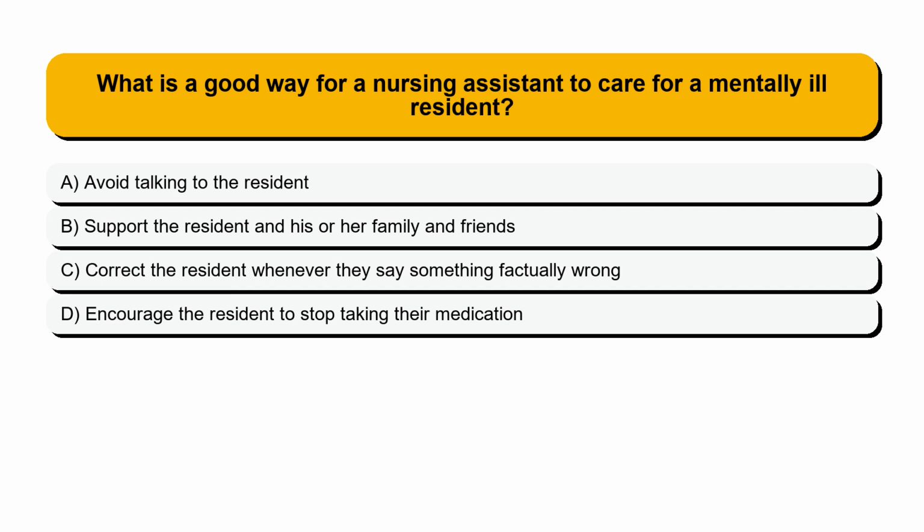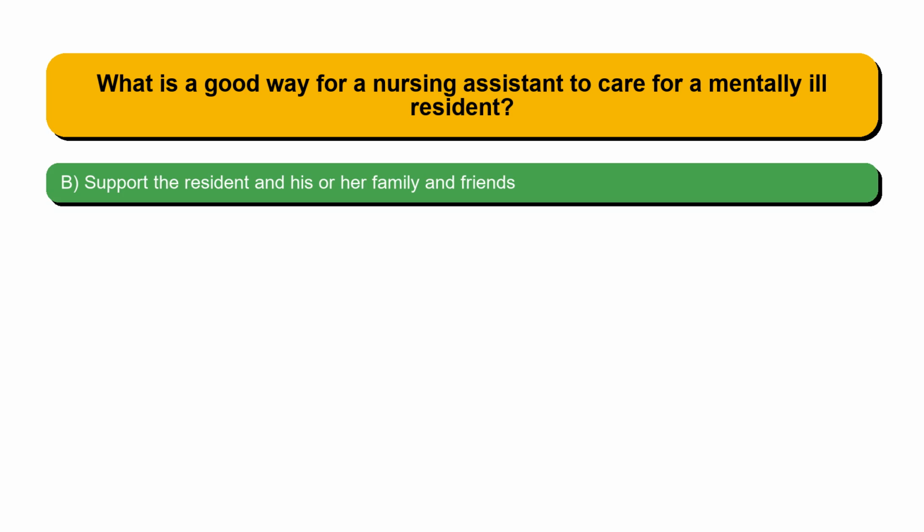Option A, avoid talking to the resident. Option B, support the resident and his or her family and friends. Option C, correct the resident whenever they say something factually wrong. Option D, encourage the resident to stop taking their medication. The correct answer is option B, support the resident and his or her family and friends.